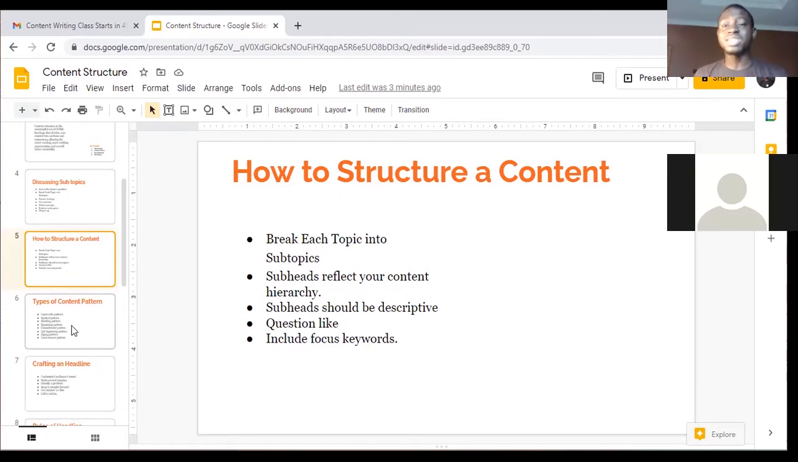So let's say I'm writing about how to build your website. My keyword could be "build a website." Or let's say I'm writing on six video editing tools to use in 2020. My keyword will be video editing. So that's the keyword I choose to use, and as such, my H2 and my H3, to a larger extent, should reflect video editing.